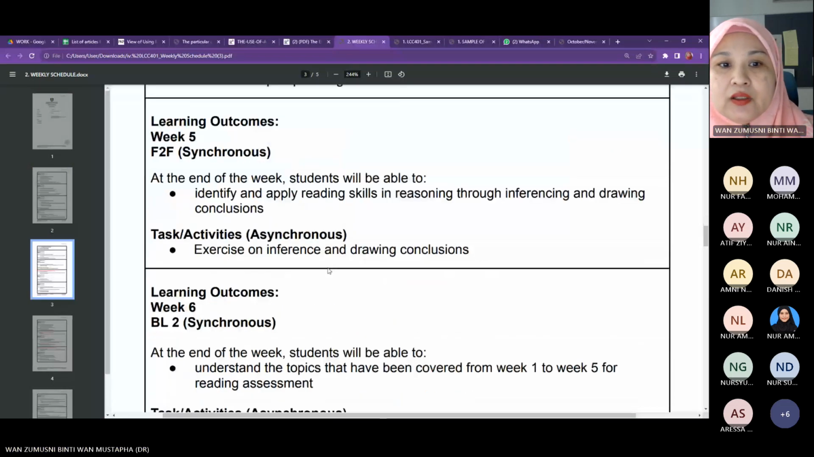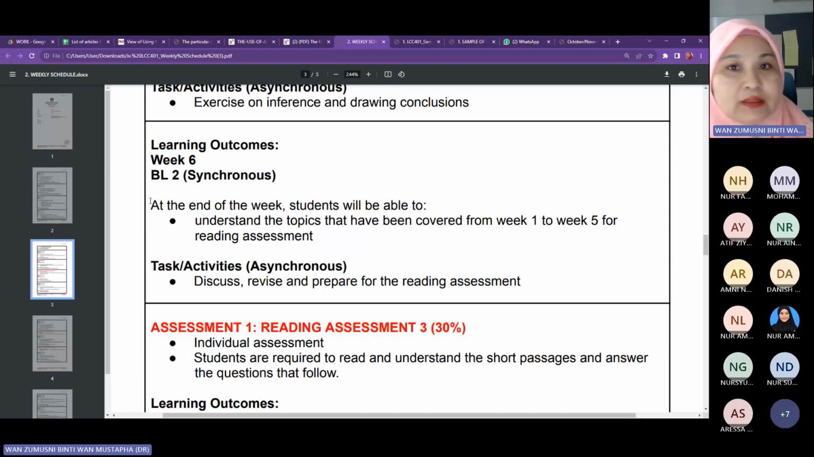Last week, this is what we did. We went back to critical academic reading skills on reasoning, applying reading skills, that is reasoning, by doing inferencing or guessing, and also drawing conclusions from the articles that we have read. Okay, so this week, we are still on track with the weekly schedule. And week 6, I hope by now you are able to understand the topics that we've covered from week 1 to week 5. And also because this week I'm going to prepare you for the reading assessment that I have given you actually.